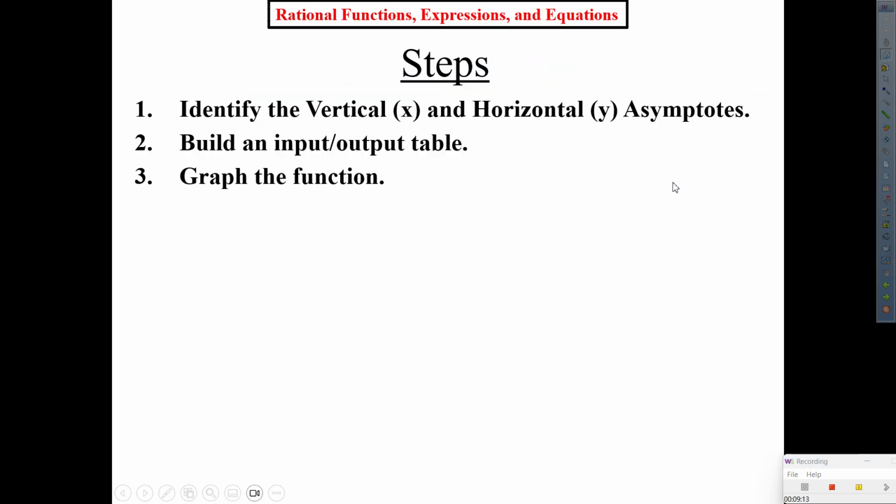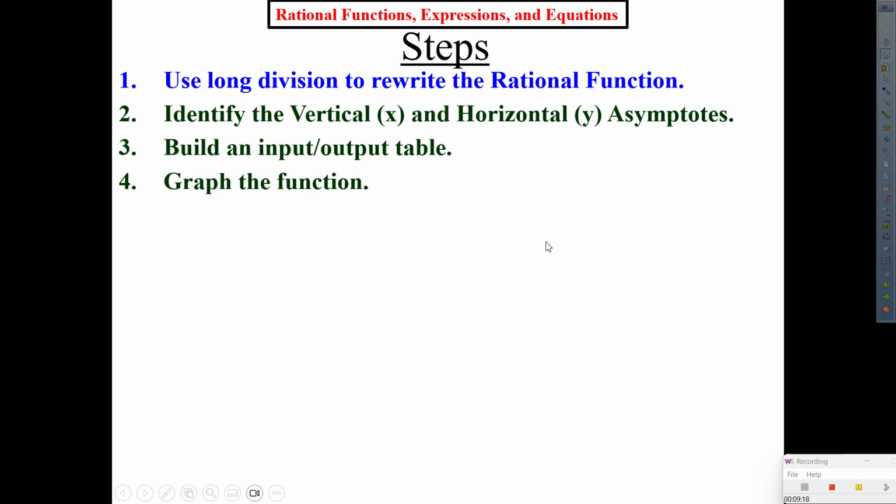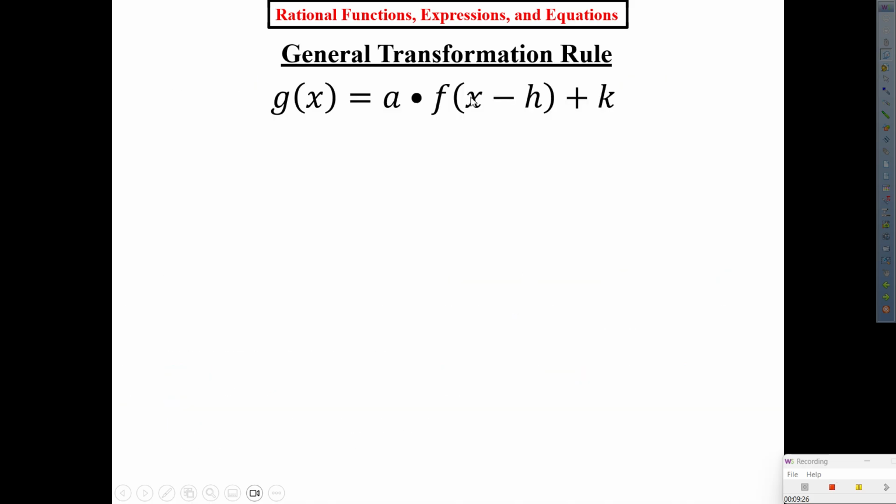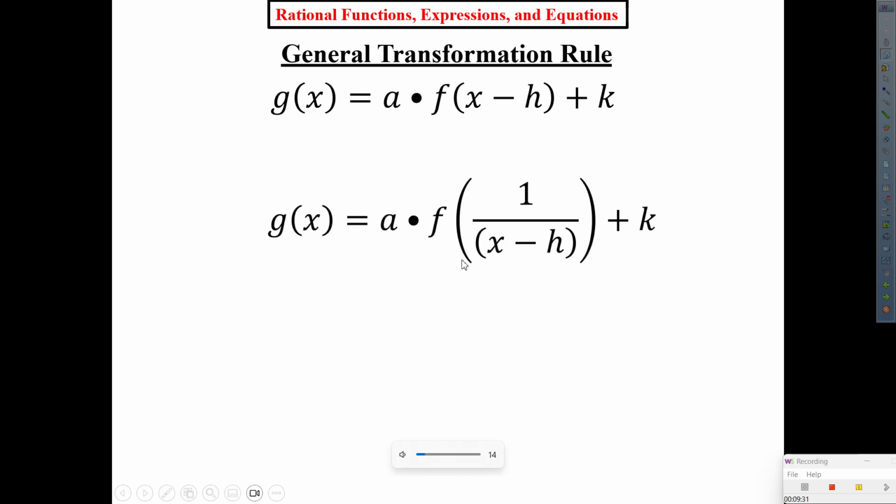So, I gave you guys steps right before we left for vertical and horizontal asymptotes. And then from there we went to the different type where we needed to do long division. Then from there we went to write an equation from the graph. We started with our general rule, and now our general rule looks like this. Remind your neighbor what K does, H does, and what A does.